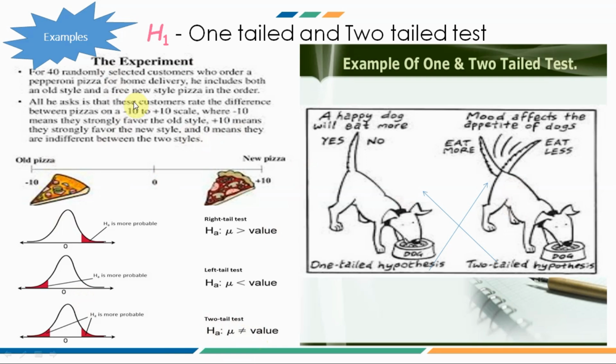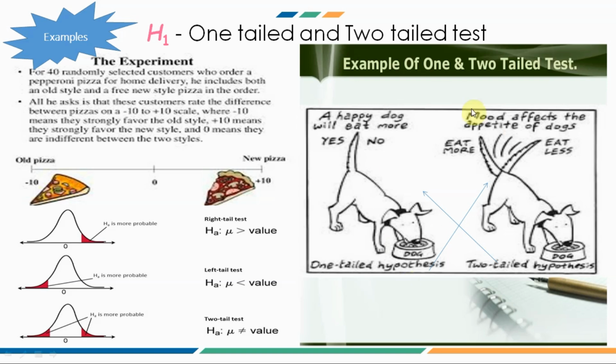From this experiment, 40 randomly selected customers who ordered pizza for home delivery were included, with both an old and a new style. Here some ranges are given, -10 to +10, I mean the customer rating. Where -10 may be strongly favoring the old style, and +10 may be strongly favoring the new style. Anyway, here mu is greater than 10 or mu is less than 10, so it is based on one tail.